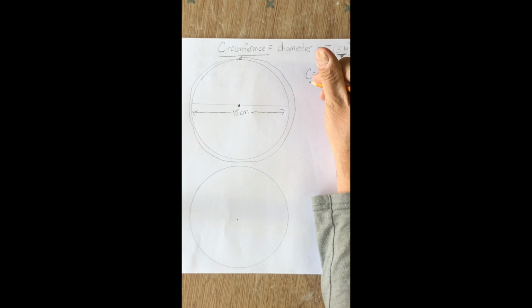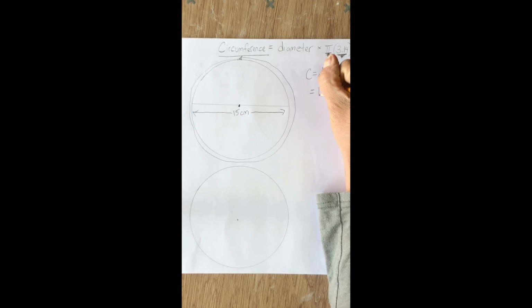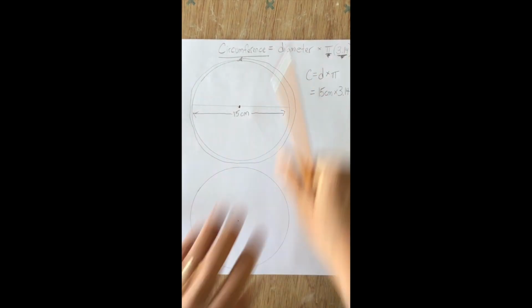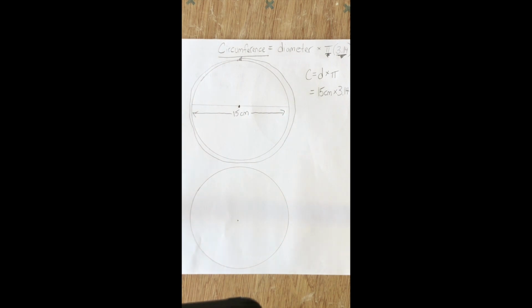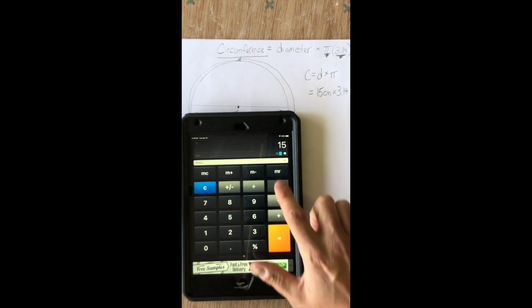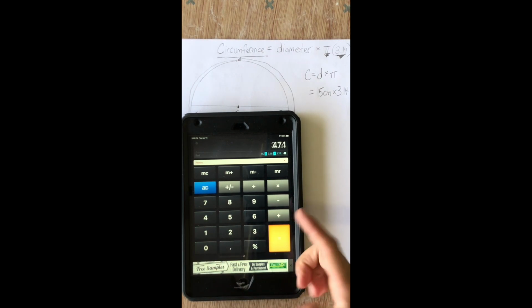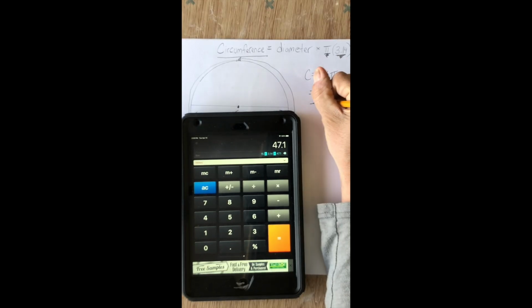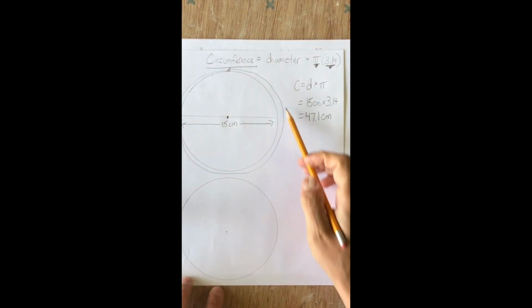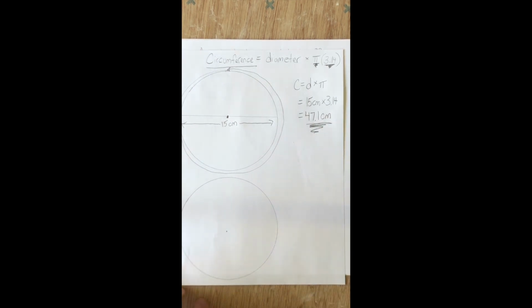Okay, so if we want to find the circumference, we know here that the diameter is 15 centimeters. So we write that in, 15 centimeters, times pi, and pi is just this number, 3.14. Okay, so now get our calculator. And we do 15 times 3.14, and there's our answer, 47.1 centimeters. So that means this distance all the way around the outside of the circle is 47.1 centimeters.